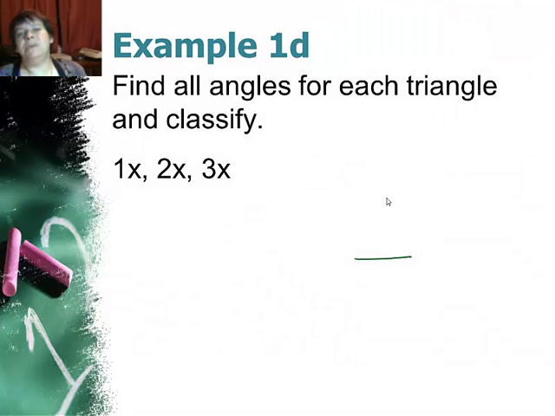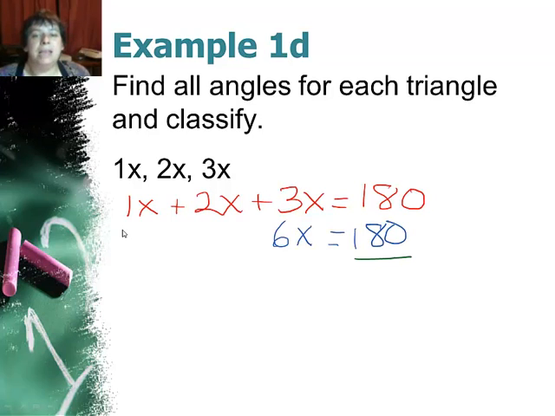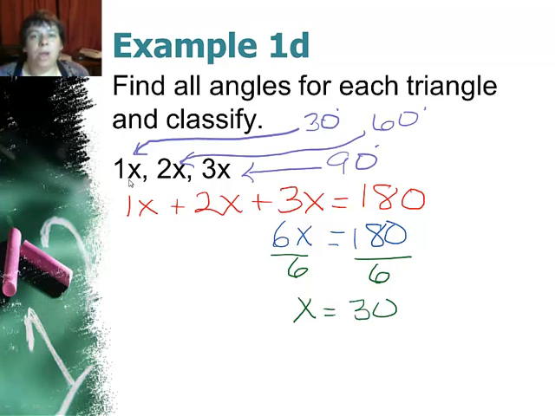Now this one's interesting because I didn't give you any angles, I just gave you a relationship. One angle is 1x, another angle is 2x, and another angle is 3x. I can do the same thing. I can add all 3 of these, and they have to add up to 180. I can simplify, and I get 6x equals 180. Divide both sides by 6, and I get x equals 30. Now I need to find the individual angles. 1x is 30. 2x would be 2 times 30, or 60. And 3 times 30 would be 90. Since I have one angle that is 90 degrees, that's my largest, then this is a right triangle.